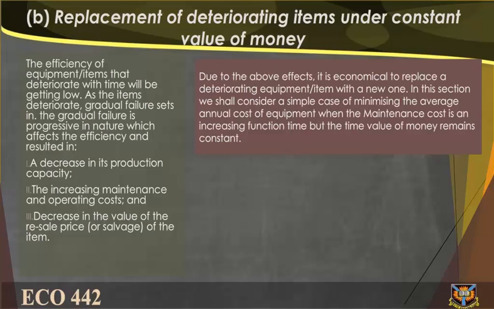Due to the above effects, it is economical to replace a deteriorating equipment or item with a new one. In this section, we shall consider a simple case of minimizing the average annual cost of equipment when the maintenance cost is an increasing function of time, but the time value of money remains constant.